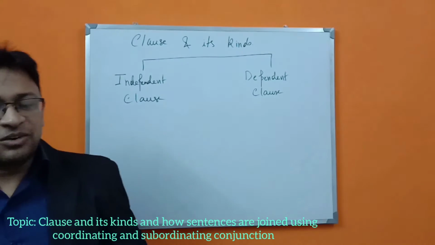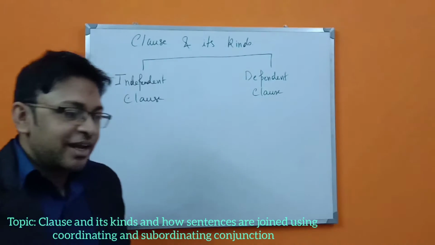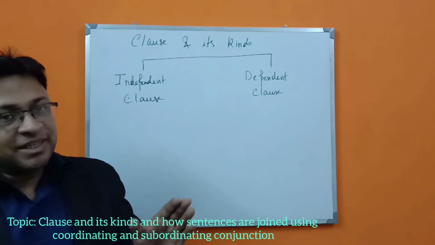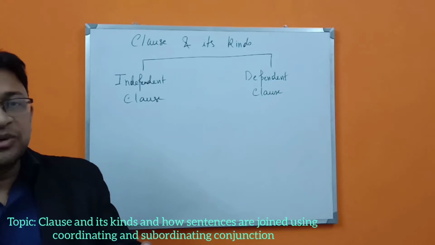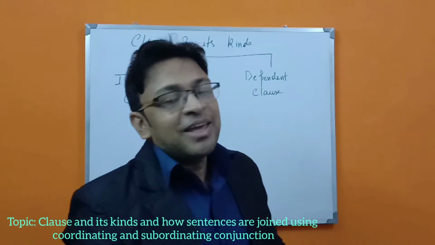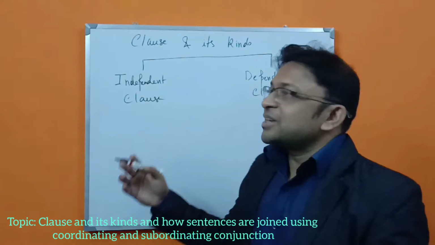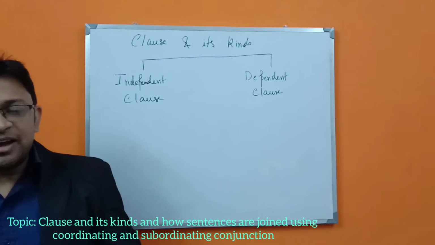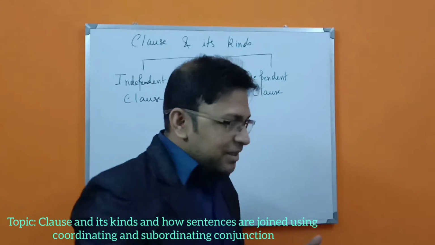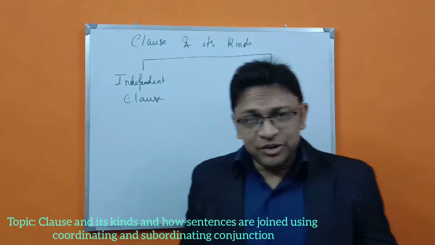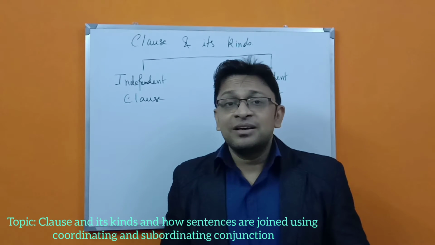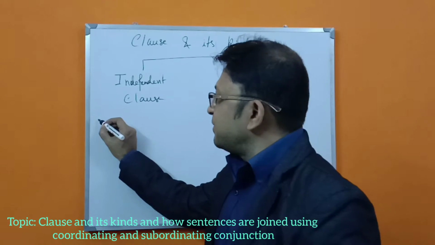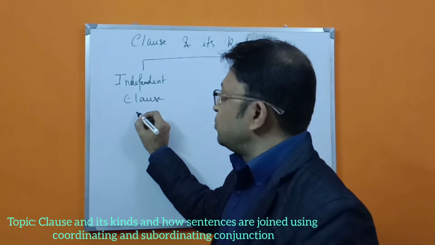So independent clause, it is something which can be meaningful even if it sits alone. So whenever a sentence gives you a complete meaning of its own, then it can be called as an independent clause. Suppose I like her, she is a beautiful girl. So these are independent clauses. Sometimes these independent clauses are joined together by using a coordinating conjunction.